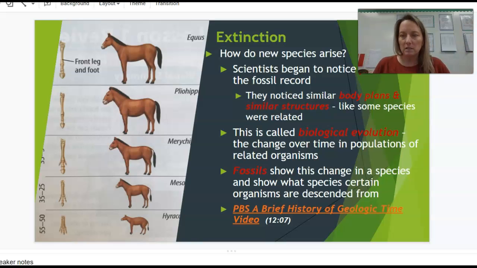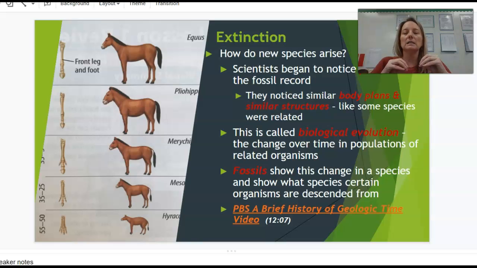Think about grandparents. You're not exactly the same as your grandparents, but you probably have some similar characteristics. Maybe you have the same eyes or the same nose. This is called biological evolution. It's the change over time in populations of related organisms. I'm using grandparents and you as an example, but we're talking about an entire population, like a whole human species, or all horses, or all cows, or all dinosaurs, or whatever.